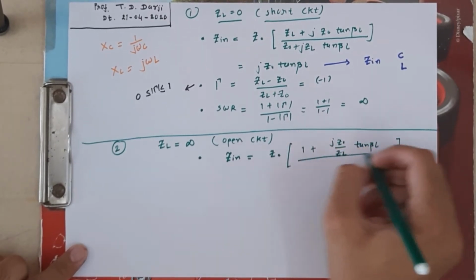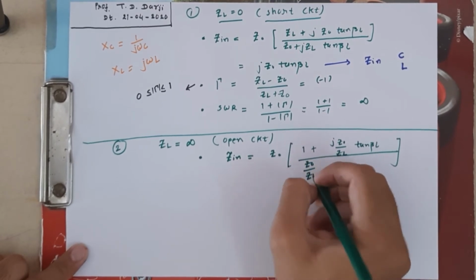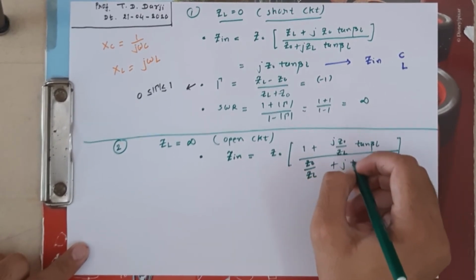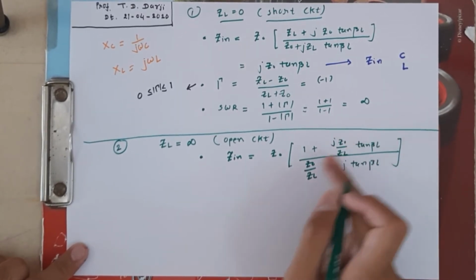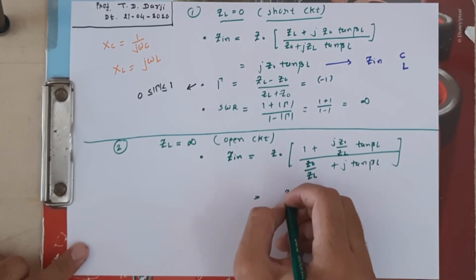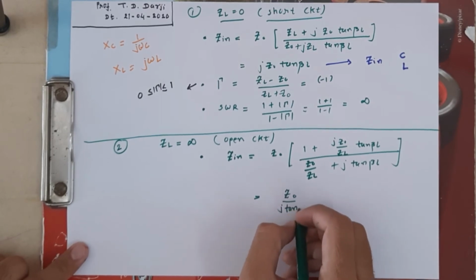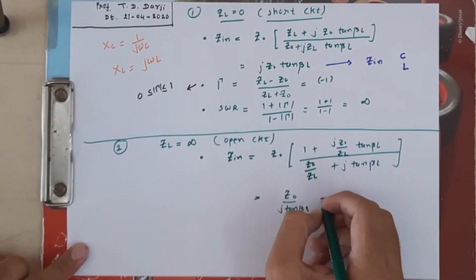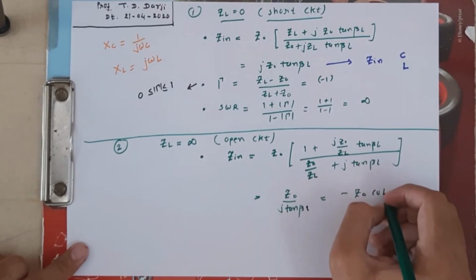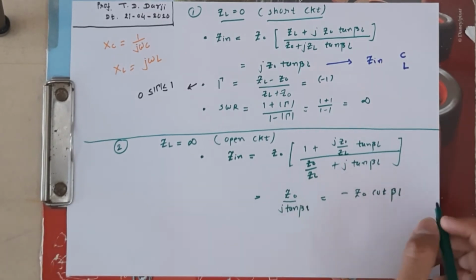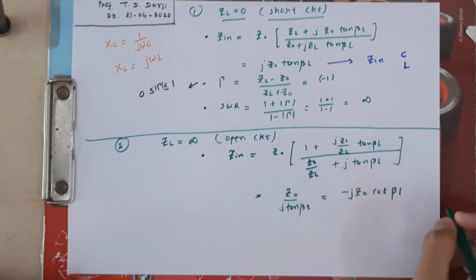Beta L is the electrical length of the transmission line. Z in equals Z0 upon (ZL plus jZ0 tan beta L)... here the value of ZL is infinity, so this term is 0 and this term is 0. So the answer is Z0 upon j tan beta L, which is minus jZ0 cot beta L. So the value of Z in is minus jZ0 cot beta L.